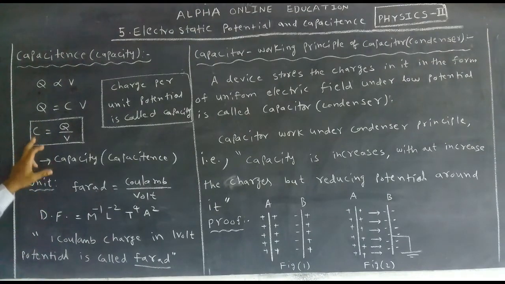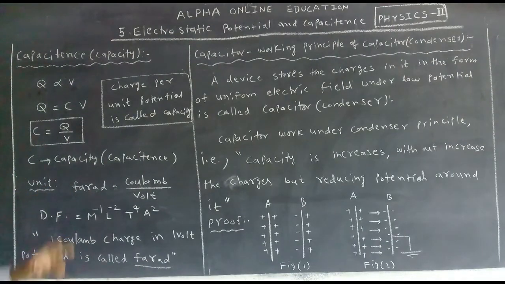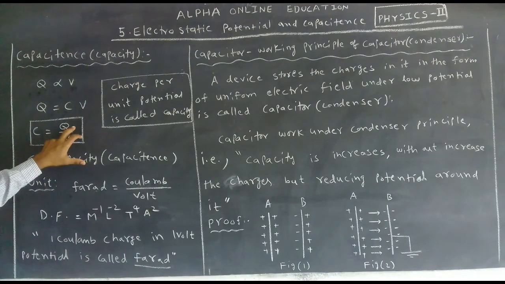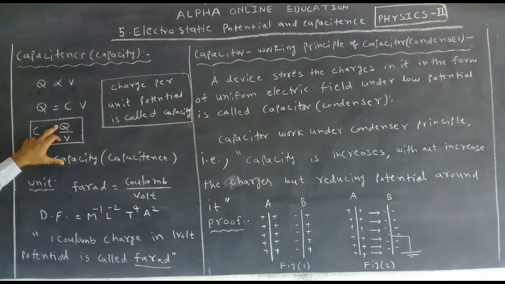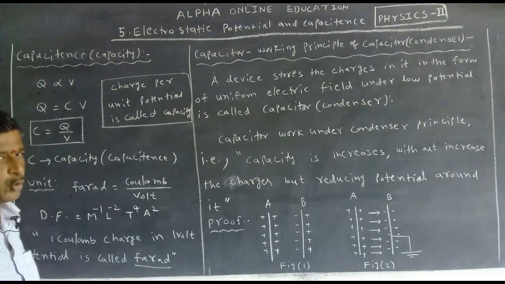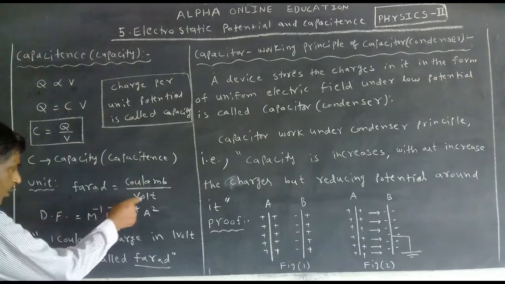But what is the unit of the capacity? The capacity unit is named after a scientist, Farad. And the equation of the capacity is C is equal to Q by V. What is Q? Charge. Charge unit is also a scientist's name, Coulomb. Potential unit is volt, also a scientist's name. So, what is the unit of capacity? Farad or Coulomb per volt.